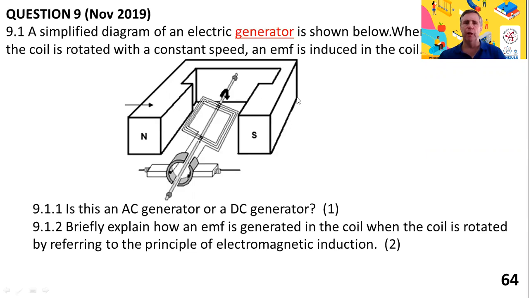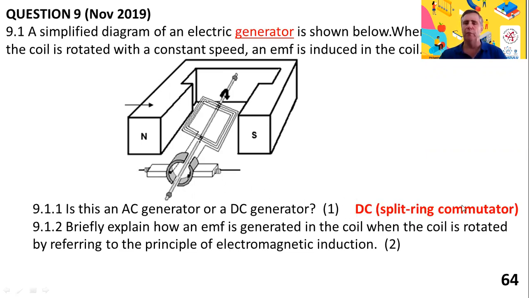Again, we've got a generator. They tell you a simplified diagram of an electric generator is shown below, and when the coil is rotated, an EMF is induced in the coil. 9.1.1, is this an AC or a DC generator? Well, you should be able to say quite easily it's DC because there's a split ring commutator.